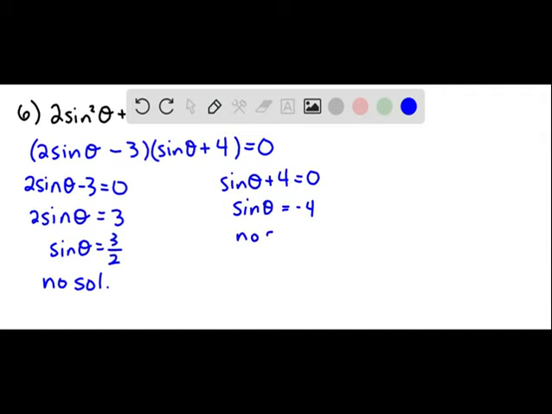Oh boy. We kind of like it when this happens, don't we? Secretly like it when there's no solution because we're like, that's less work. We like that. Okay. Moving on to number 7.